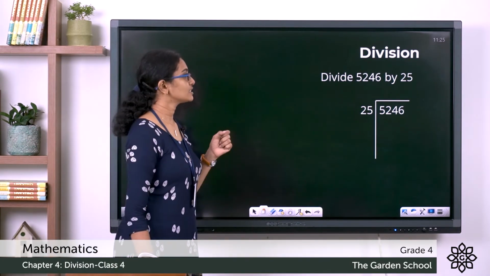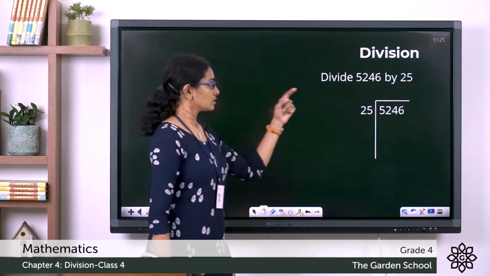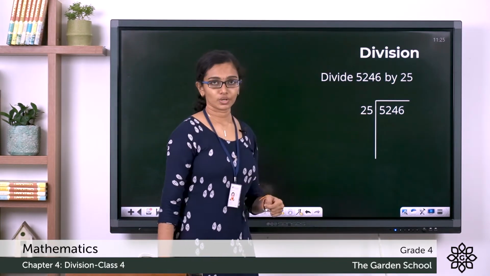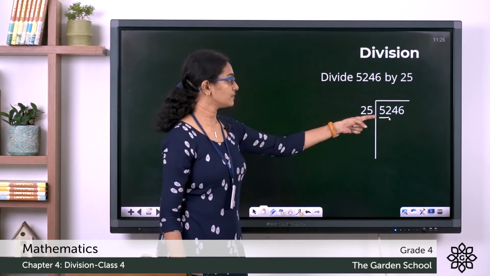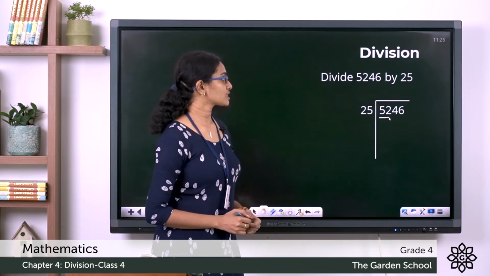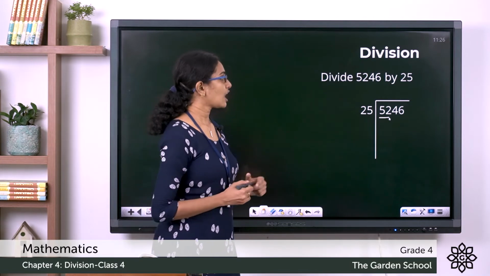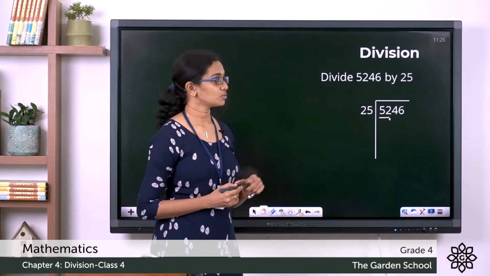5,246 by 25. So we are dividing with a 2-digit number. Let's consider the first 2 digits of the dividend. We have 52 there. Is 52 divisible by 25? Yes. How many 25s will go in 52?